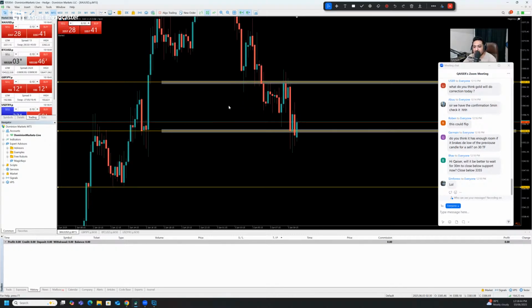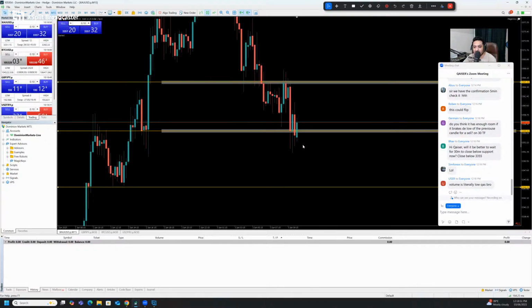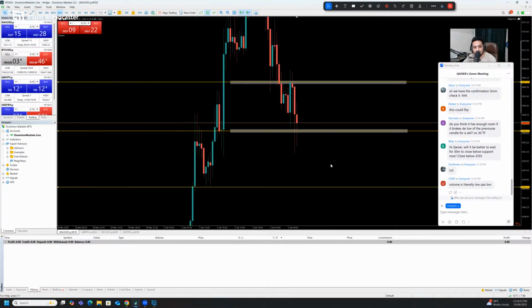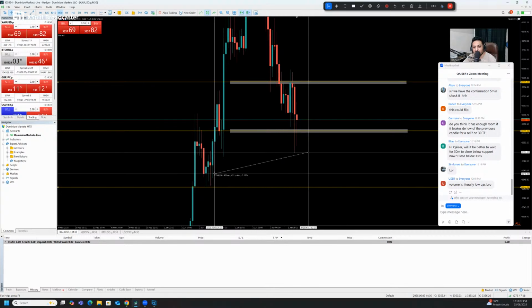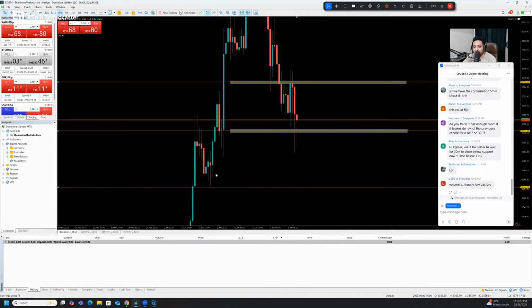Do you think it has enough room if it breaks the low of the previous candle for the sells on the 30-minute time frame? Let me see this one. So yeah, we need a lot of volume to go through this whole rejection. Hi Kaiser, will it be better to wait for the 30 minutes to close below support now? Yeah, just need to wait.